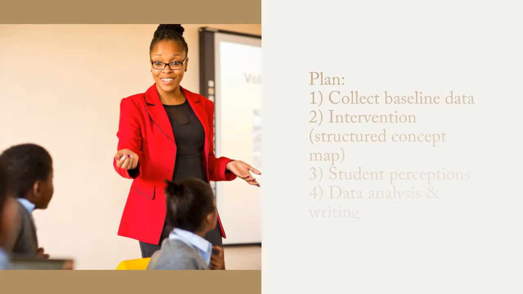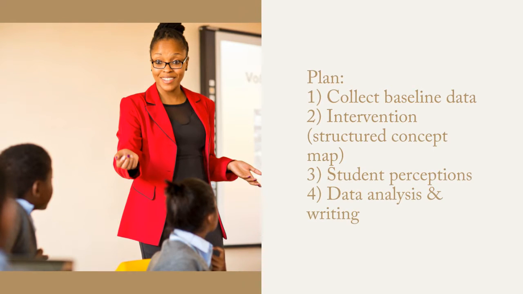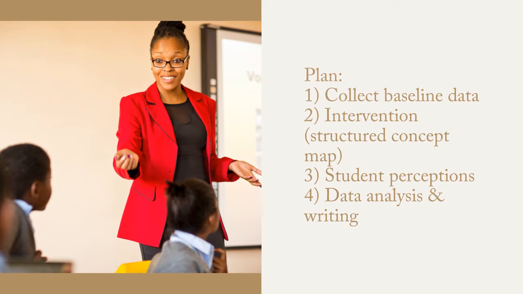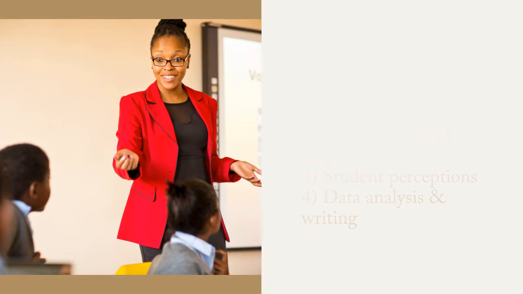The outline of my action research study is as follows. First, my partner collected baseline data from her students. Her students completed a pre-reading activity, read a text, and answered questions on a Google form, and then recorded a conversation with the partner about the main idea and supporting details of the text. For the intervention, students did the same thing, but during reading they completed a structured concept map. Next, students wrote out how they felt about using concept maps, and then I began analyzing the data and writing my report.